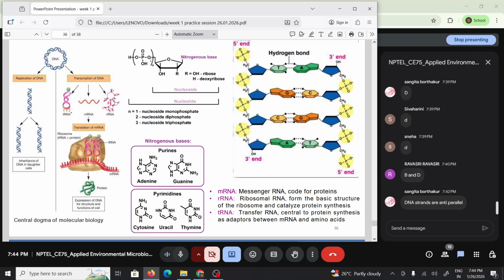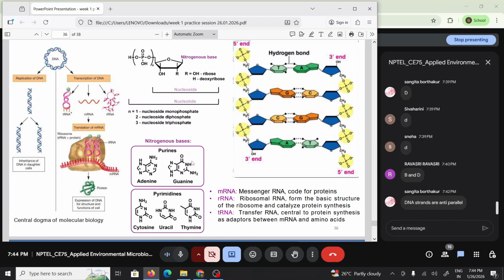Whereas when it is attached to phosphate, it is now called a nucleotide. And the nitrogenous bases, as we saw in one of the identify the correct pair questions, we have purines and pyrimidines. So adenine and guanine are purines, cytosine, uracil, and thymine are pyrimidines. You can see thymine in DNA and uracil in RNA.